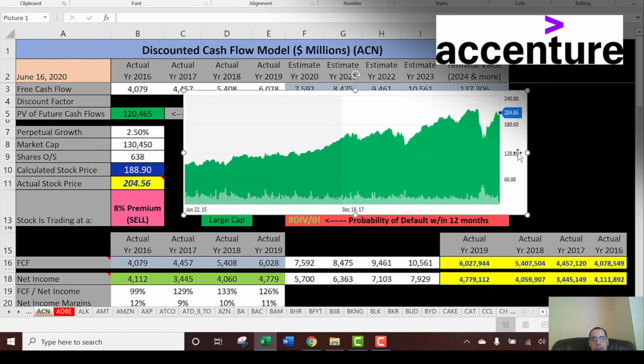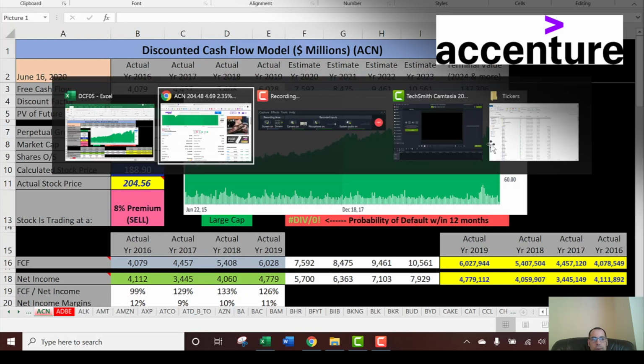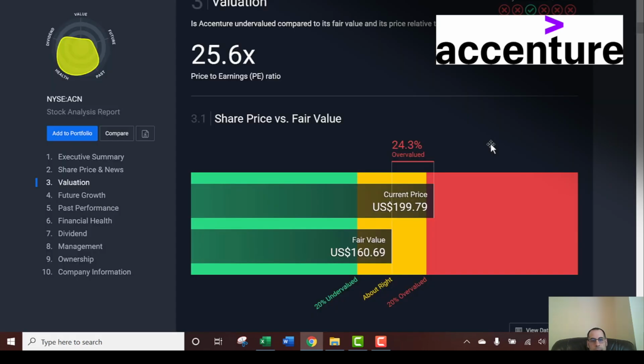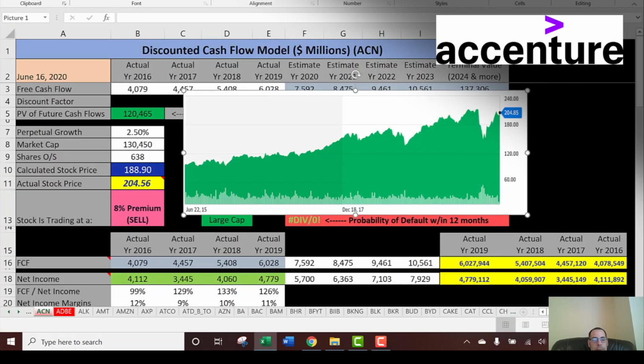So let's look at the stock price historically. So it looks like it was trading below intrinsic value, below 188 a couple months ago, or even a month ago. But then it's come back up. So it's trading pretty close to intrinsic value. Let's see what Simply Wall Street values the company at. They value it at 160. So a little lower than what I value it at.